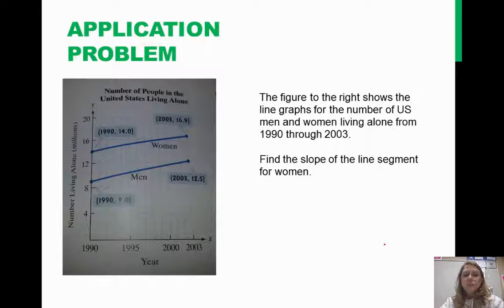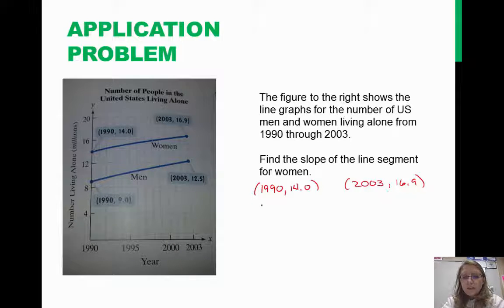Here we have an application problem. The figure to the right shows the line graphs for the number of U.S. men and women living alone from 1990 through 2003. Find the slope of the line segment for the women. So I'm going to look at the top one. We have 2 points here: 1990 and 14.0, and then 2003 and 16.9. And I want to find the slope of this particular line segment.